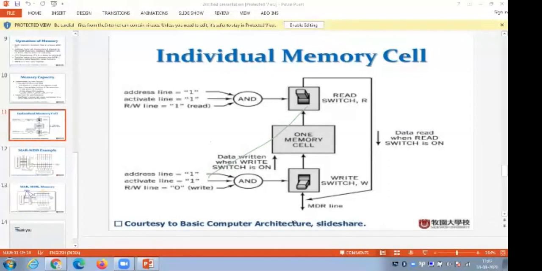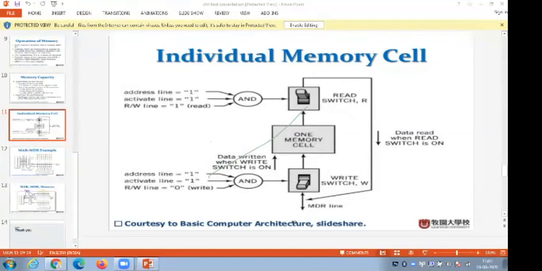When the write switch is on, the data goes into the cell. When we press the button, it goes into the one memory cell and is stored there, and then it displays outside, which is the read operation. So when we press A, it is stored in the memory cell, then it is displayed in the read operation, and it comes back to the MDR, the memory data register.